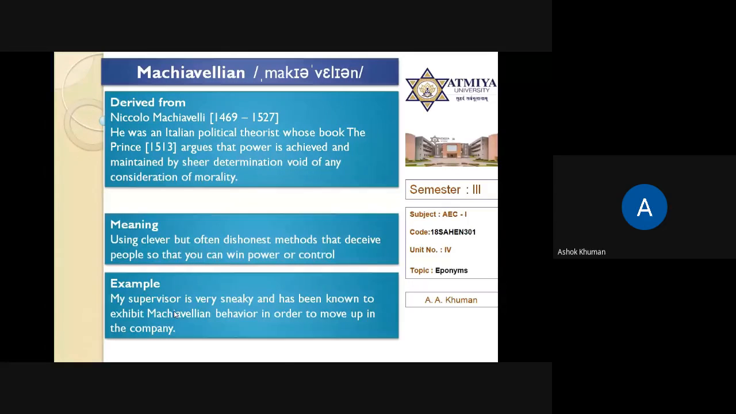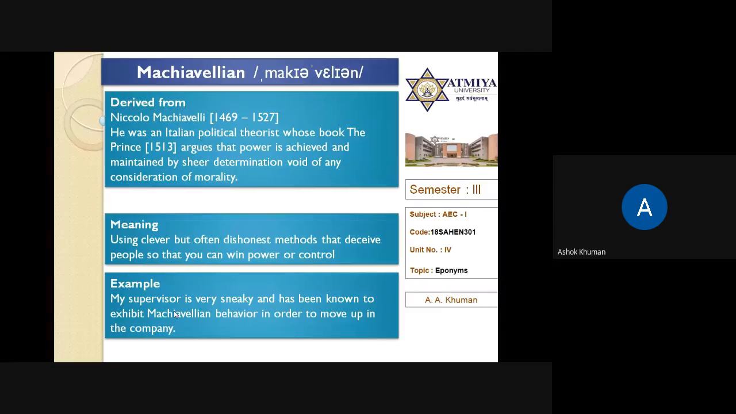So another way of putting it is that you have to follow an immoral, unethical path. If you follow ethics, if you follow a moral path, then you cannot have power. So Machiavellian attitude: any person who believes in that argument made by Niccolo Machiavelli is called Machiavellian.